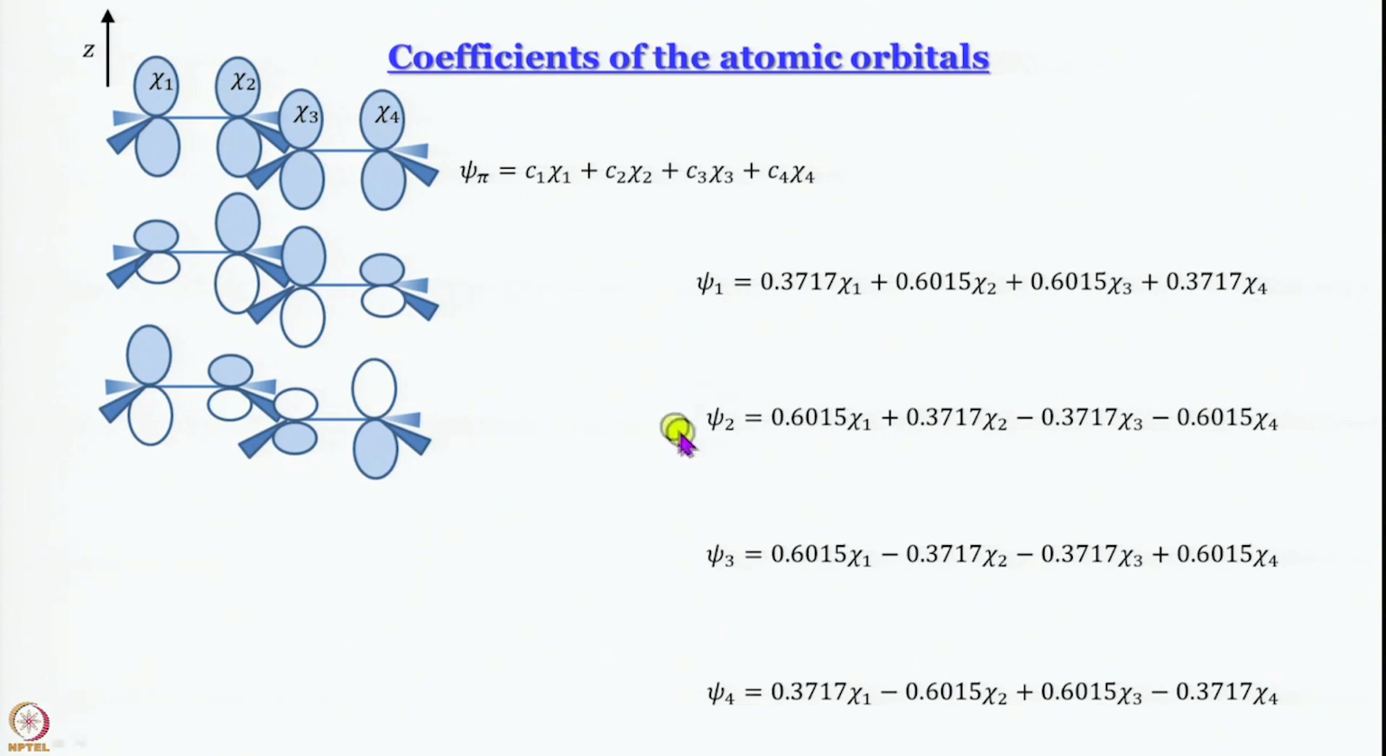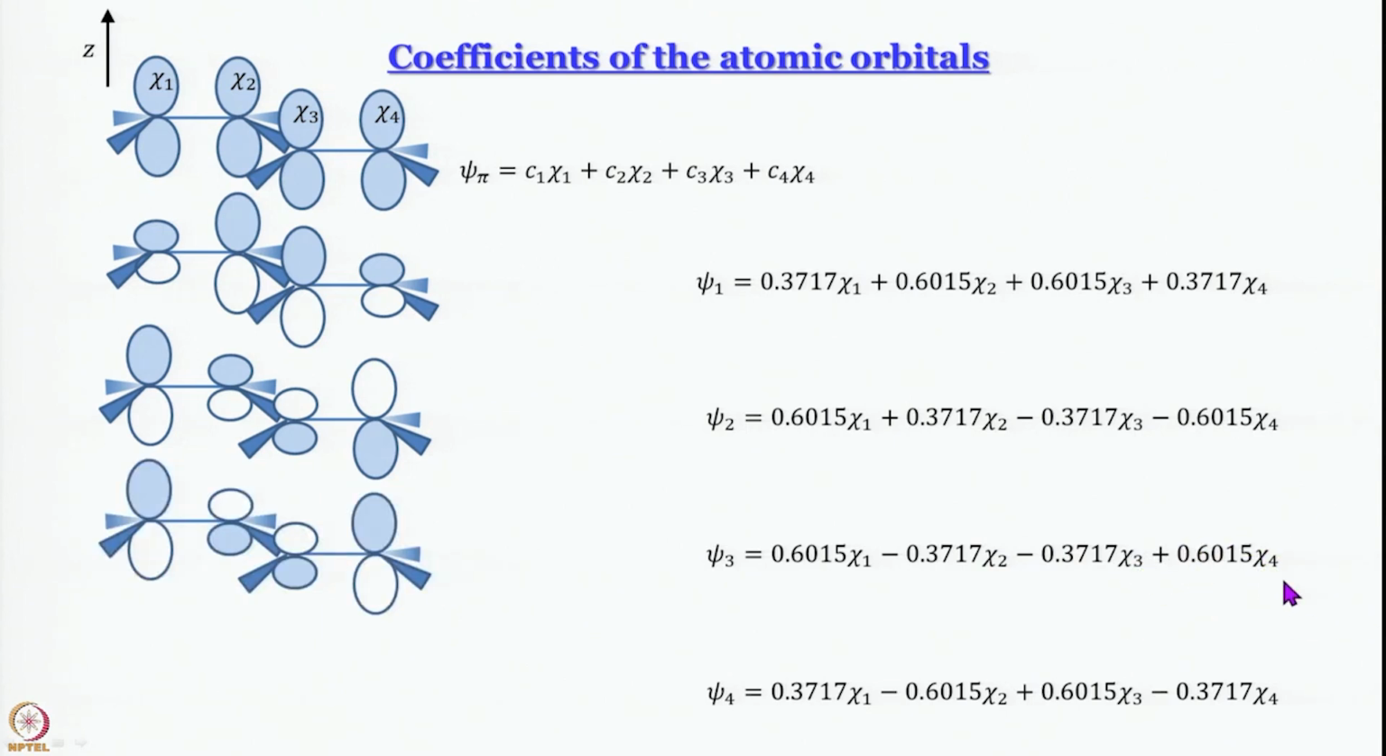What about psi 3? 0.6015 chi1 minus 0.3717 chi2. So, sign change already, minus 0.3717 chi3. So, no sign change between 2 and 3, but another sign change between 3 and 4, and change in sign as well as size. This is what psi 3 would look like. What is psi 4? Plus 0.3717, minus 0.6015, plus 0.6015, minus 0.3717. This is what it will be like, alright.